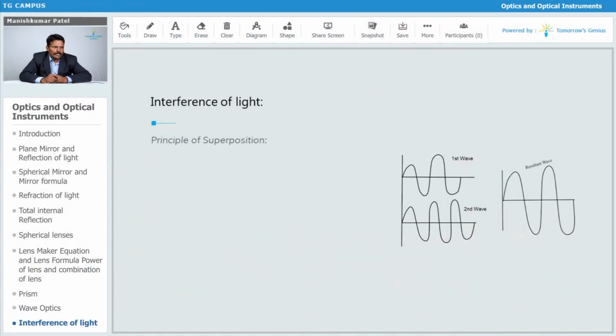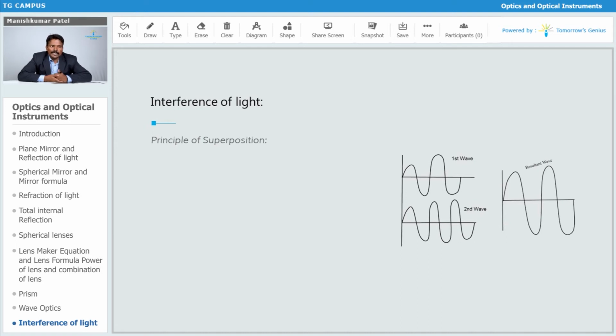Now the next thing, we have to study what is the interference of light. So first we have to see what is the principle of superposition. Principle of superposition means you have to find the resultant amplitude or the resultant intensity of the two waves. For that you have to consider the effect of each wave separately and then add it. That is what we call the principle of superposition.